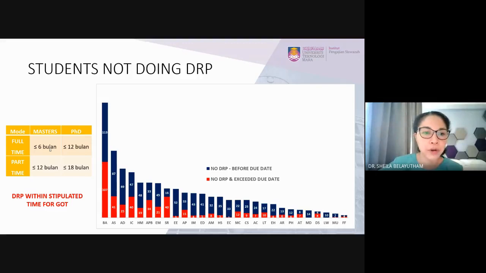So these are basically the faculties and the number of DRPs before and after their due date. So if you can see, the red one is the one that exceeded their due date. So we attempt to conduct most of the DRPs within the time frame. So basically this is the time frame.